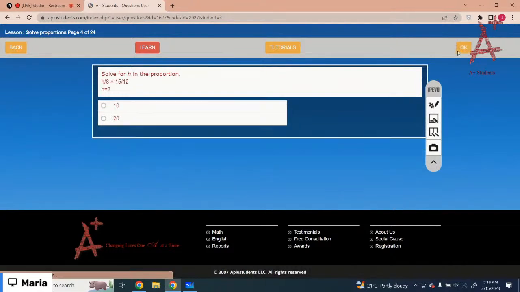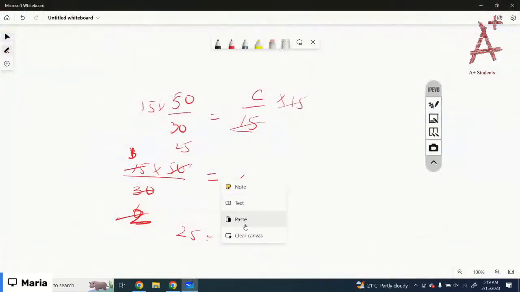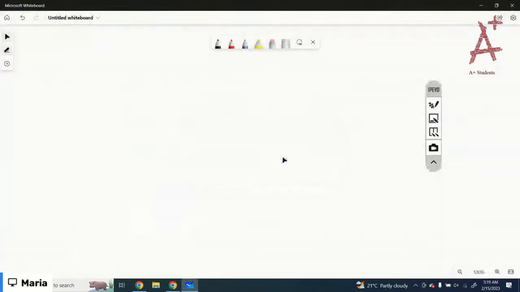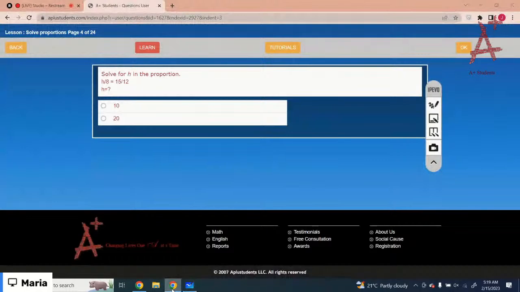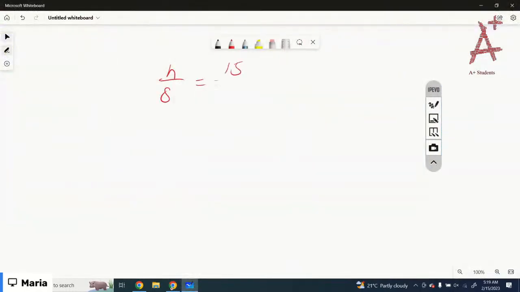Okay, the next one is solve for h. H over 8 equals 15 over 12. Again, you have to isolate the variable h. So you have to multiply both sides by 8. Got it? Because 8 is dividing, so the opposite of division is multiplication. So 8 and 8 cancel out. You are left with h, and you have to do 15 times 8 over 12.